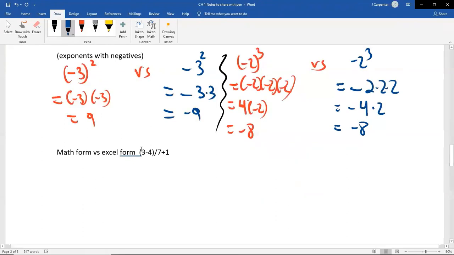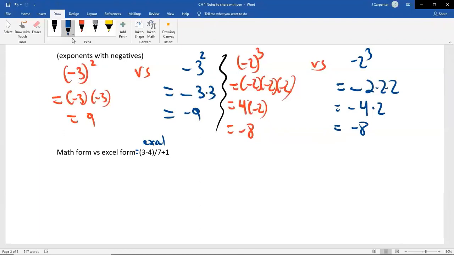Okay. Math form versus Excel form. So this 3 minus 4 in parentheses, /7 plus 1. This is kind of like something that would be seen in Excel form. Some people would argue this is still a math form, but this is how things look in Excel generally. So this is how something would look in Excel with an equals in front of it if you actually want Excel to do the thinking for you.